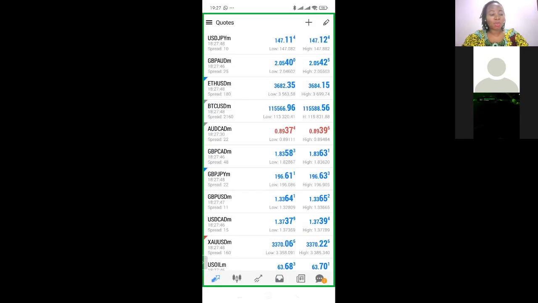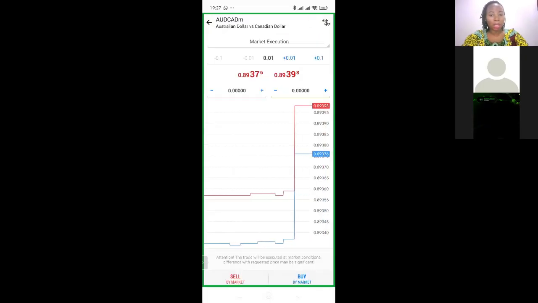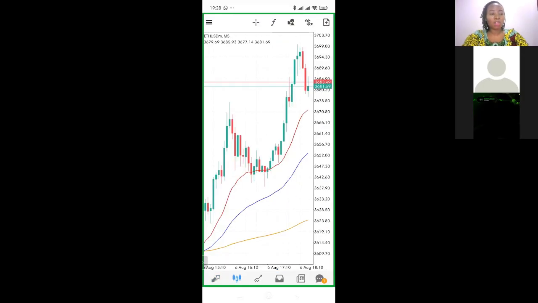So if you click on the asset you want to trade, it will bring up the menu. So you click on new order and then you can take the trade. That is one way. Now you can come to the chart.